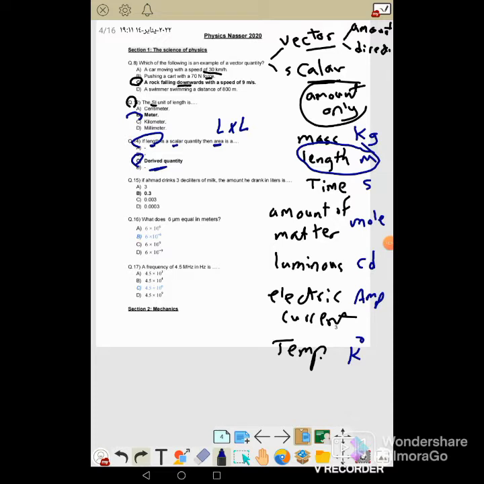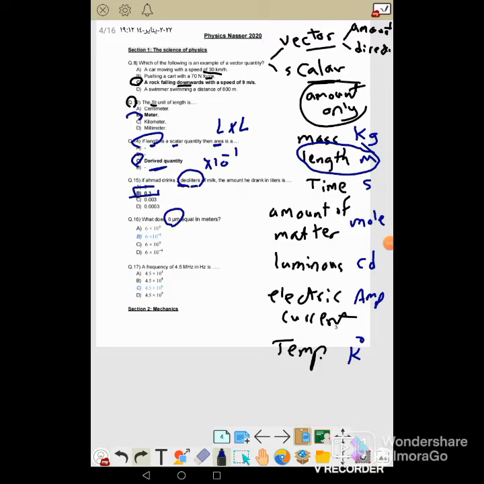If Ahmed drinks 3 deciliter of milk, the amount of drink in liter is, dl. To convert dl to liter, times 10 power minus 1. So put a decimal after one number, 0.3. What are micro and milli and nano and kilo? All of them are called prefixes.